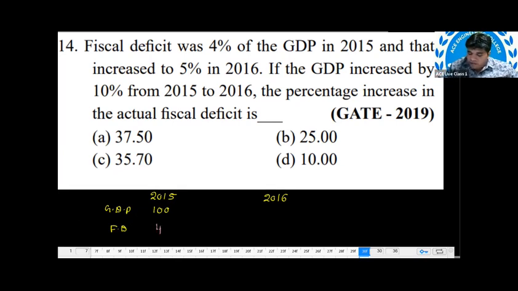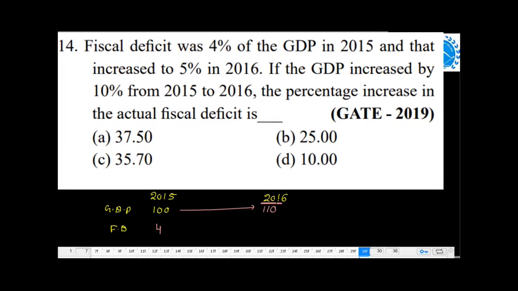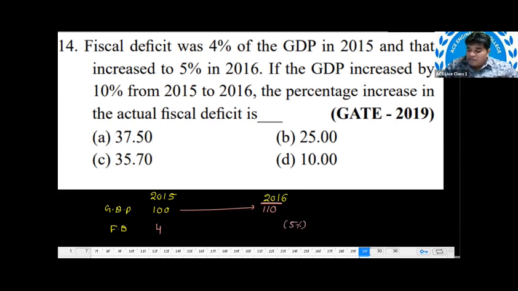If the GDP increased by 10% from 2015 to 2016, 10% increase means what is the value? 220. The percentage increase in the actual deficit, and the fiscal deficit increased to 5% in 2016. So here FD is 5% of 220, what is the value? 11.